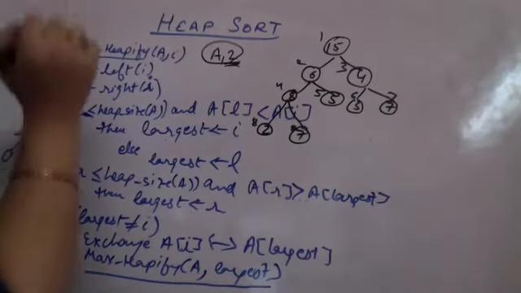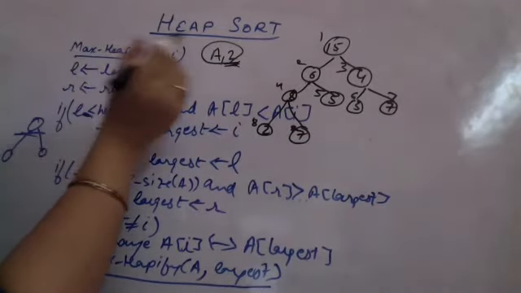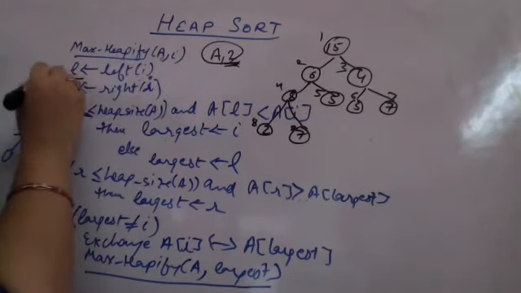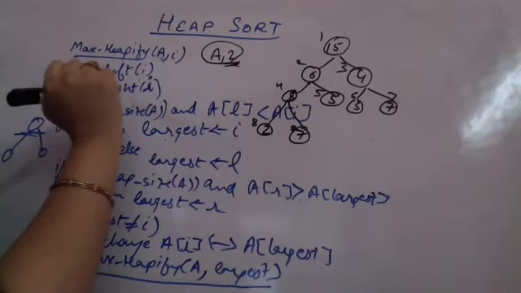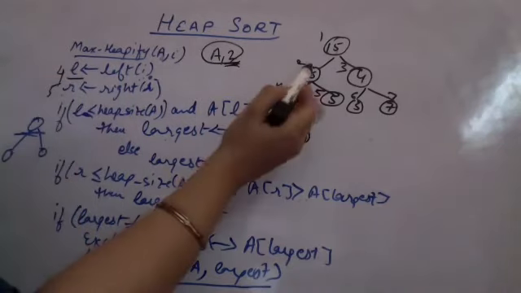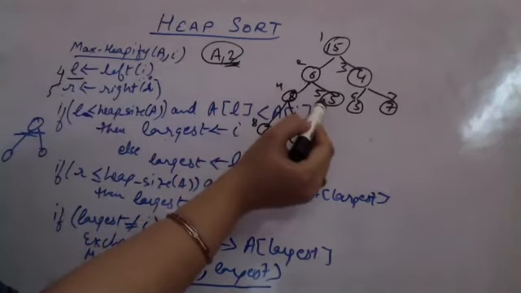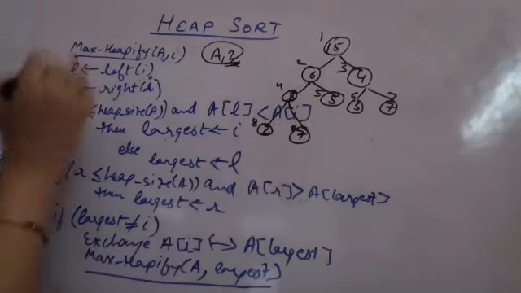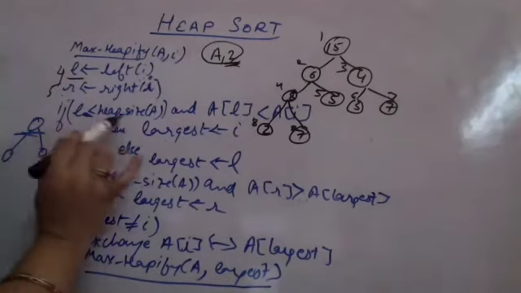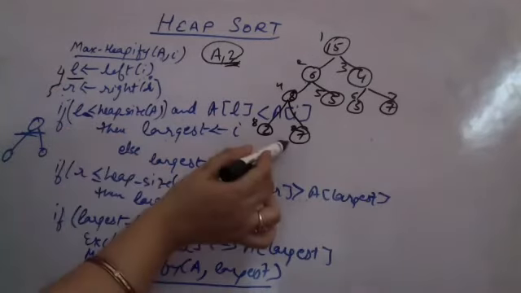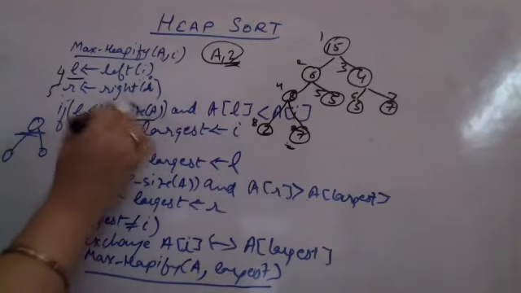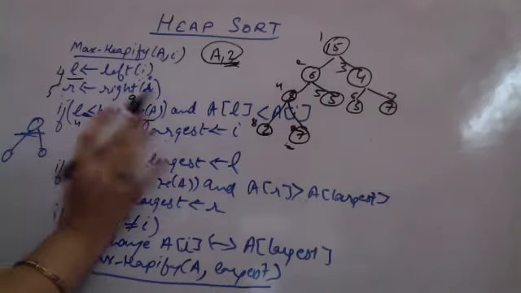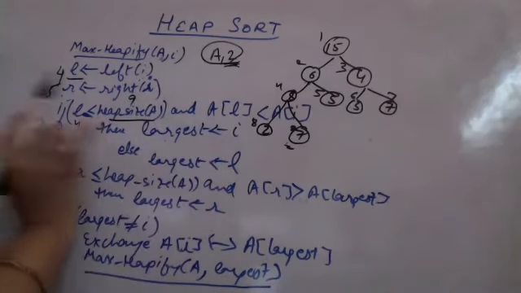I calculate the left of I. I is 2, left of I is 2 into I, which is 4, right of I is 2 into I plus 1, which is 5. So left of 2 is 4, right of 2 is 5, left child and right child calculated. Now I have to see what the heap size is here. 9 is the heap size, 9 elements. L is 4, 4 less than 9, that means it exists.